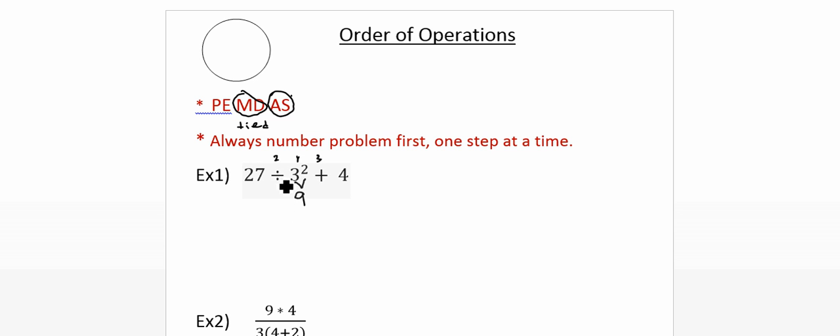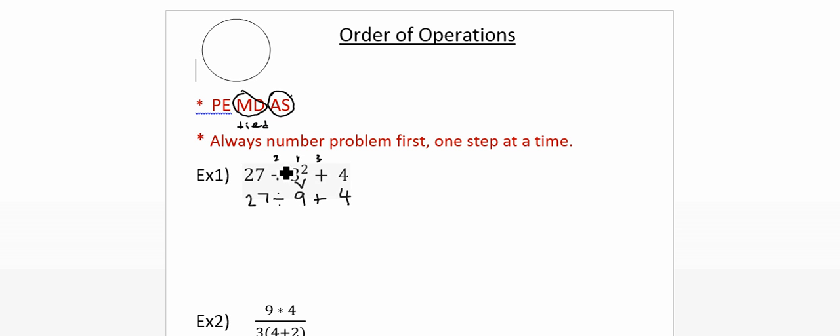Everything else comes straight down. Keep things in a line and your life's going to be a lot easier. So that stays there, the 27 comes down, the addition sign comes down, and the 4 comes down. Then you do the second step. You already did the exponent. The 3 squared became 9.